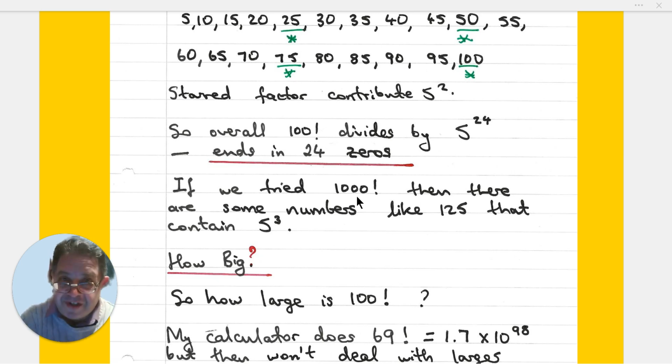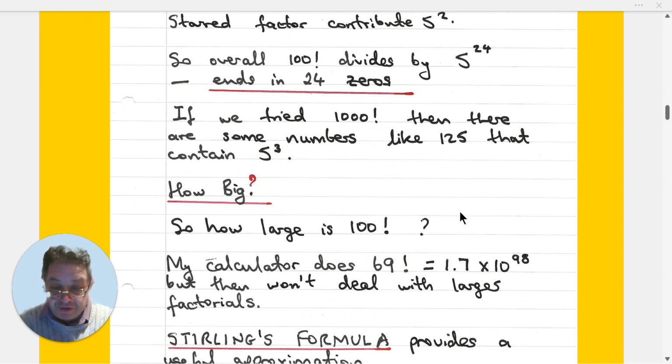Here's a few more questions about factorials. 100 factorial, we know it ends in 24 zeros, so it's pretty big, but how large? In other words, if I was going to write it in standard form, what would the power of 10 be? So I've tried my calculator, and it'll go up to 69 factorial, which is roughly 1.7 times 10 to the 98. 98 numbers, not all zeros, but it won't go any further.